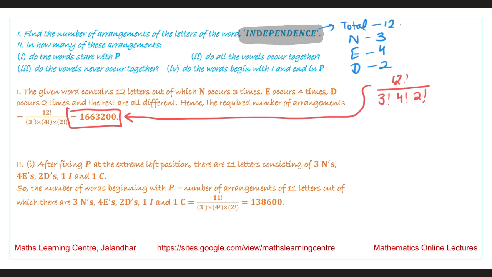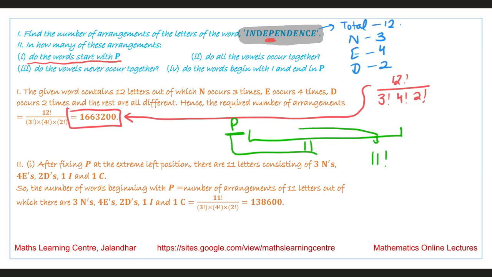Next is, in how many of these arrangements do the words start with P? So P we are saying it is only once. The first place is fixed, it is P. The number of places we are left with now is 11, and the number of terms left over here, we are saying 11 factorial for these terms.